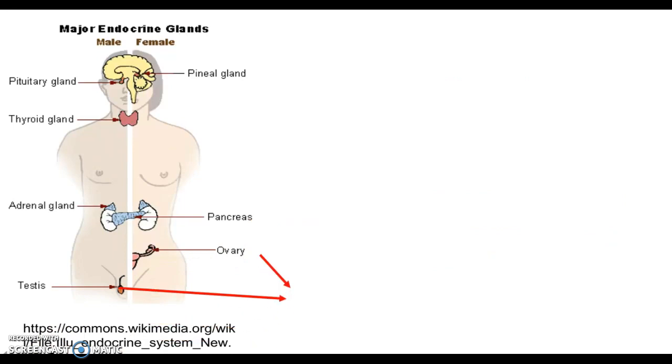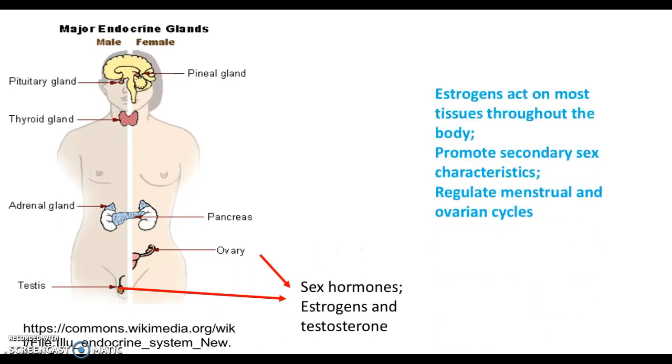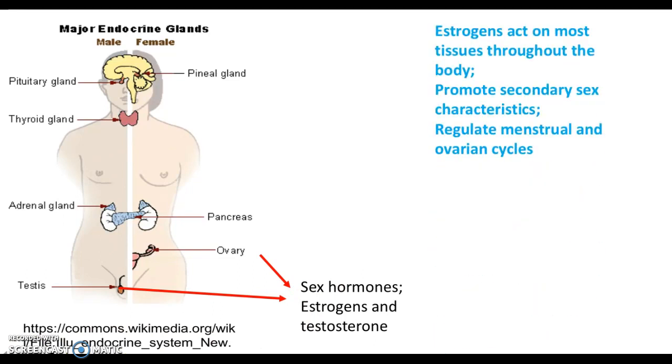Okay. The last two organs that we'll talk about are the ovaries and the testes, and conveniently our person here happens to be of both sexes. The hormones that will be produced here will be our sex hormones, including estrogen and testosterone. Estrogens act on most tissues of the body, and as you're probably familiar with already, they promote the secondary sex characteristic development, so breast development and hip development, the redistribution of fat, all of those characteristics that become evident during puberty. Additionally, estrogens regulate the menstrual and ovarian cycles, and we'll talk more about that when we talk about reproduction.